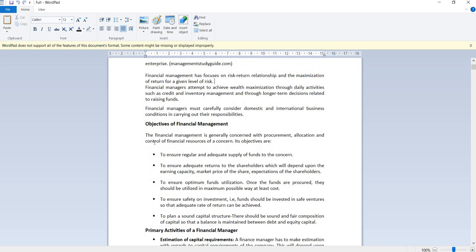Objectives of financial management. Financial management is generally concerned with the procurement, allocation, and the control of financial resources of a concern. Its objectives are number one, to regulate an adequate supply of funds to the concern. Number two, to ensure adequate returns to the shareholders, which will depend upon the earning capacity, market price of the share, expectation of the shareholders.